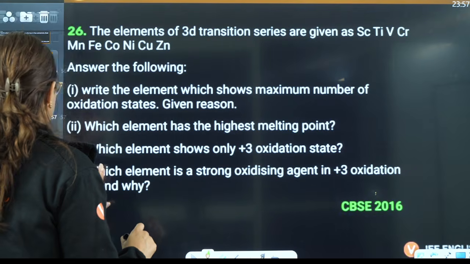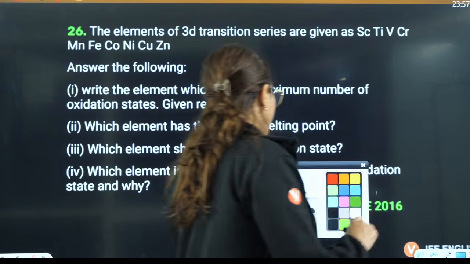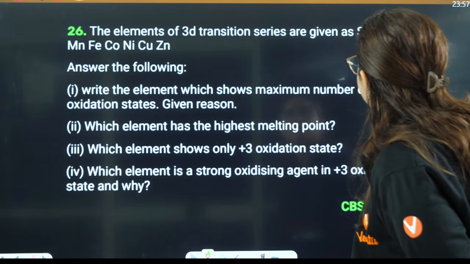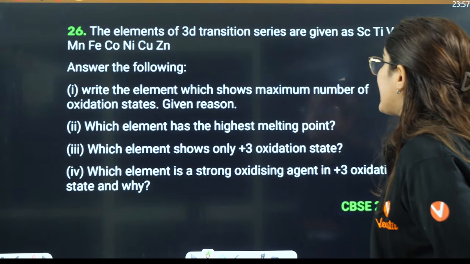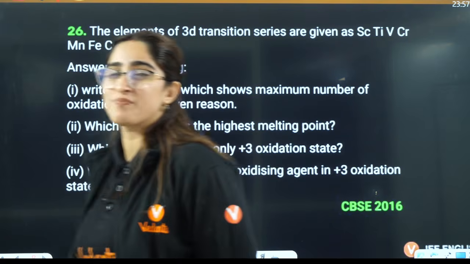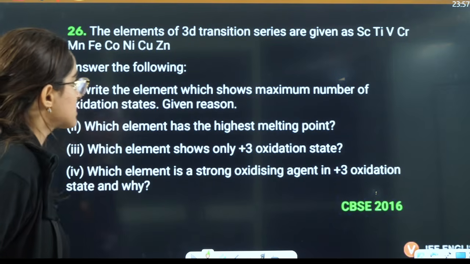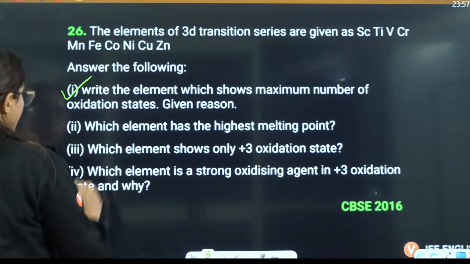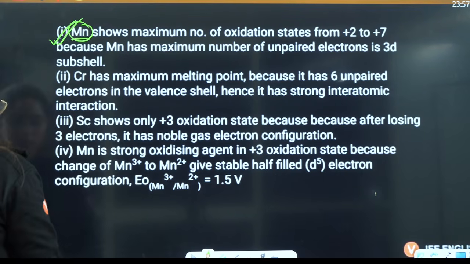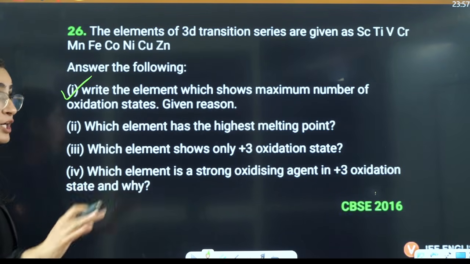Next question: the elements of the 3d transition series are given as zinc, titanium, and so on. Write the element which shows the maximum number of oxidation states. Manganese will show the maximum number of oxidation states. Okay? This is a direct question.